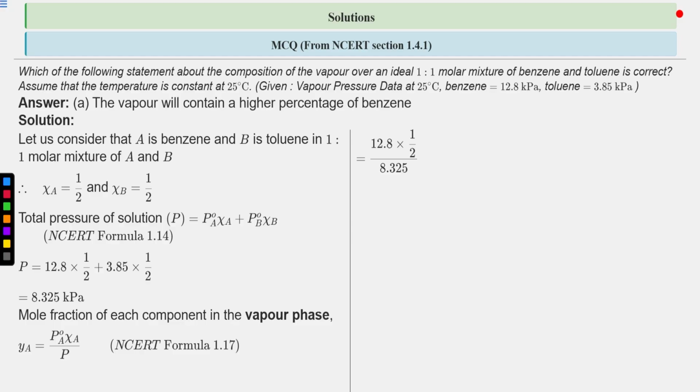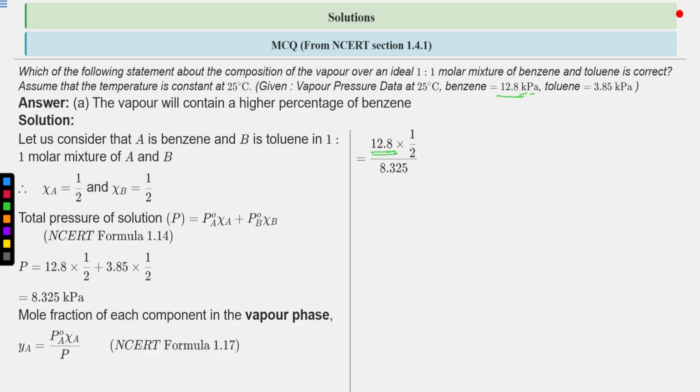So P naught A is given as 12.8 kilopascal, so 12.8. Here kilopascal is given, that means pascal times 10 to the power 3, right? But we don't have to worry, because there is no conversion of units in the question, and also in the options no other kind of unit is given, so there is no need to worry.